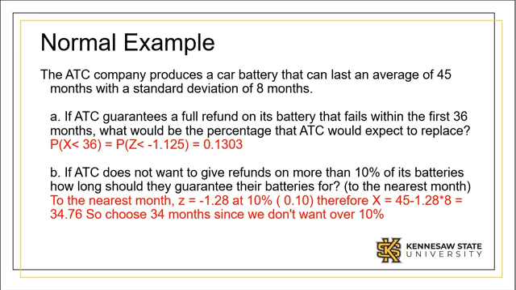On part B, an area of 10% or 0.1 in the left tail of the normal corresponds to a z-score of negative 1.28. We can use technology to make this determination. Now use the mean and the standard deviation to determine the corresponding battery life at the z-score of negative 1.28 to get 34.76. We will choose 34 months instead of rounding up in order to maintain the 10% criteria. This example illustrates the difference between numerical and statistical rounding.